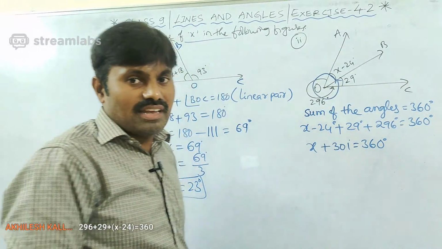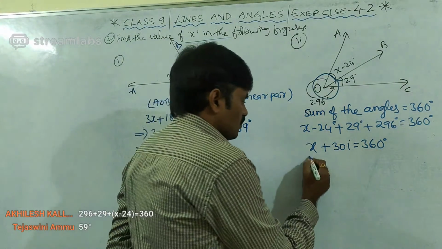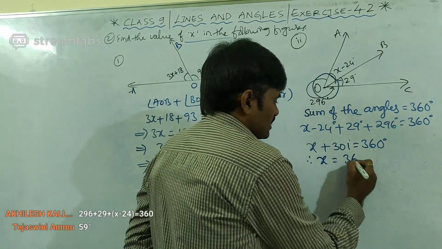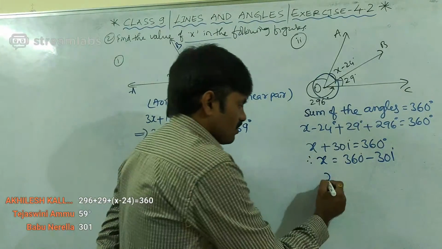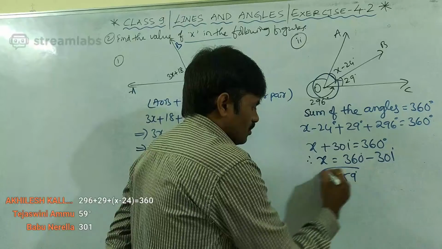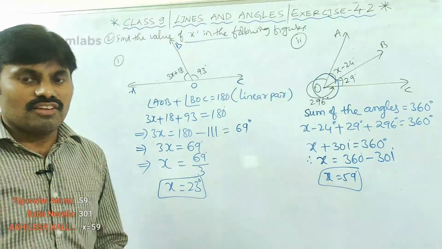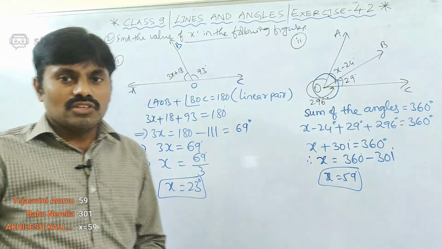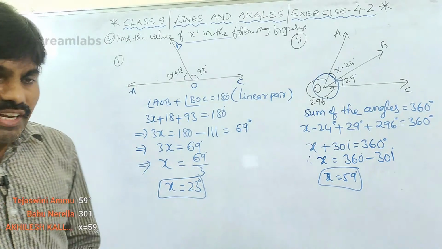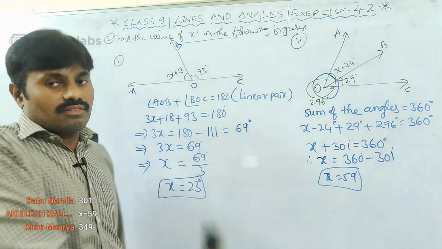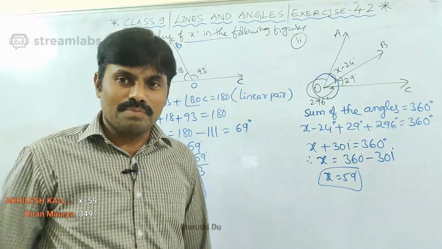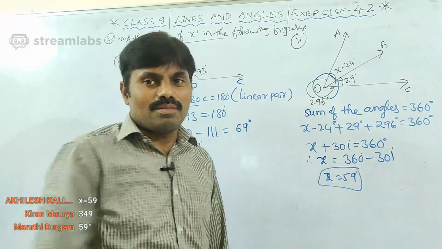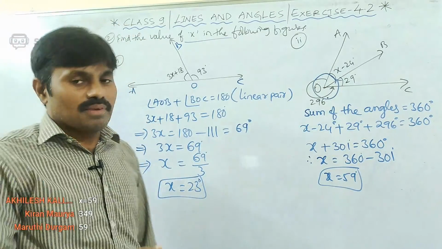Now what is the final answer? Therefore the value of x is equal to 360 degrees minus 301 degrees, that is equal to 59 degrees. Clear? The value of x is 59 degrees. So in the first problem we applied the concept of linear pair, and to solve the second problem we applied the concept of complete angle.